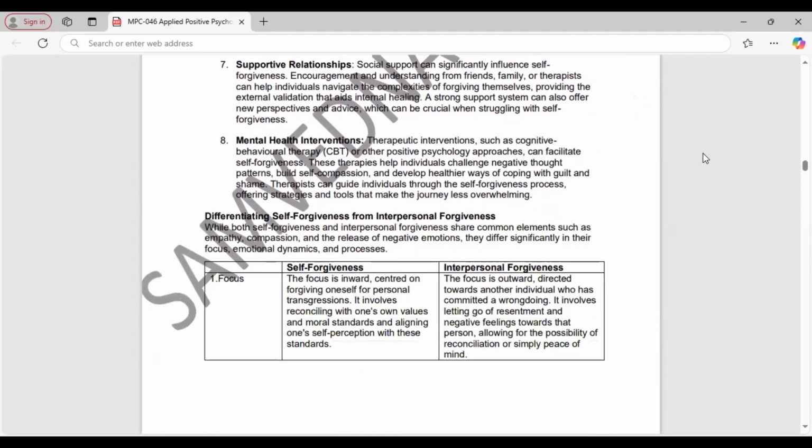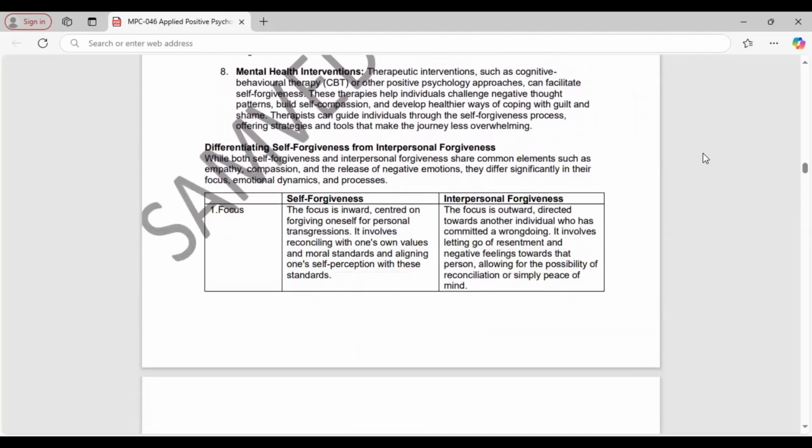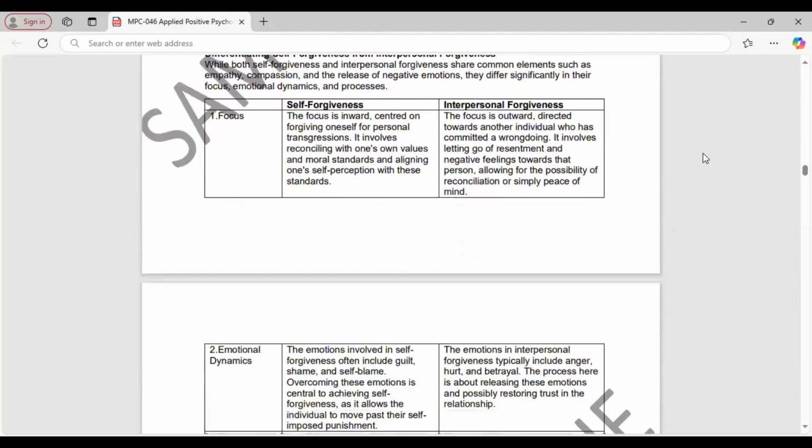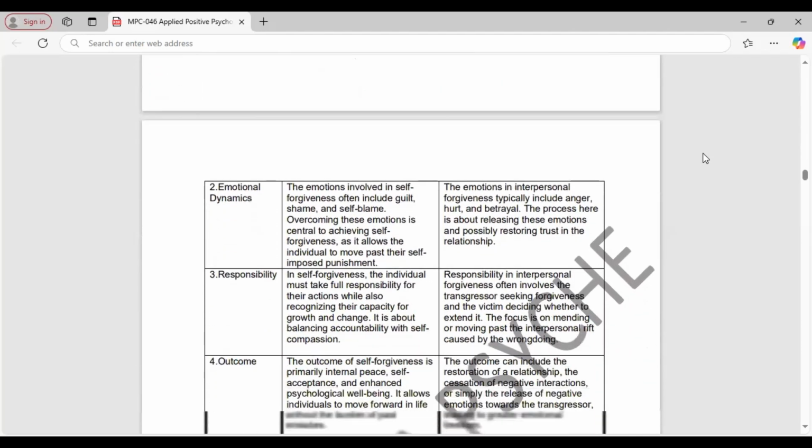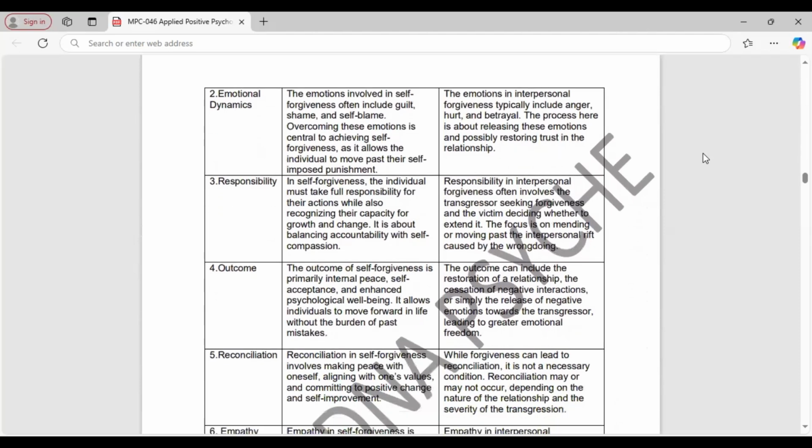Differentiating between self forgiveness from interpersonal forgiveness. There are various differences and they differ on the following points. First, on focus, self forgiveness is inward about reconciling with personal values, while interpersonal forgiveness is outward, focused on forgiving others for their wrongdoings. Emotional dynamics. Self forgiveness involves overcoming guilt and self blame, whereas interpersonal forgiveness deals with emotions like anger, hurt, and betrayal.